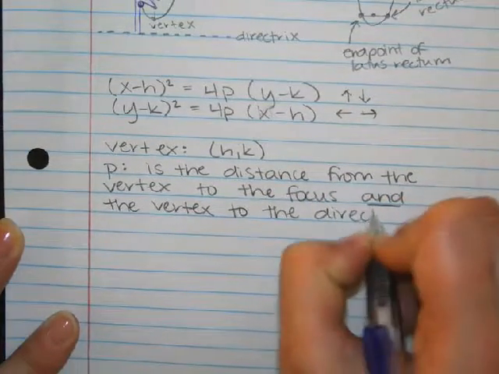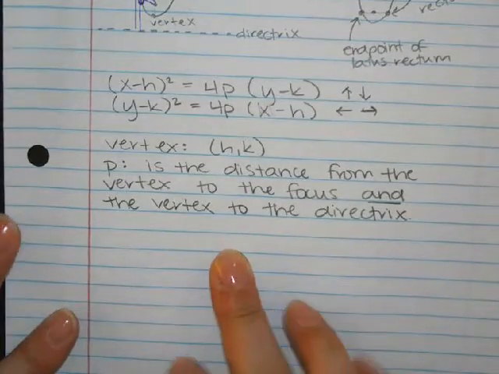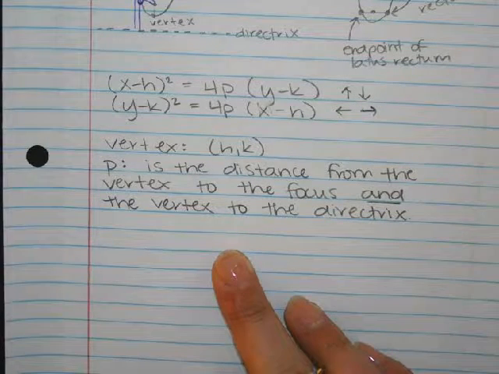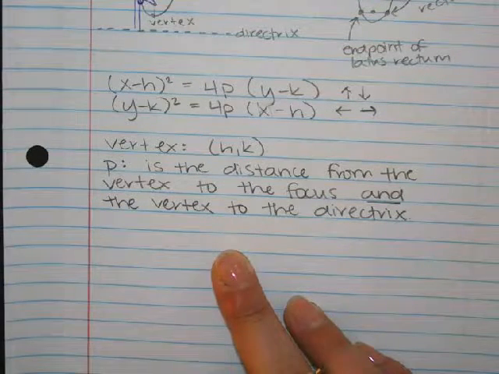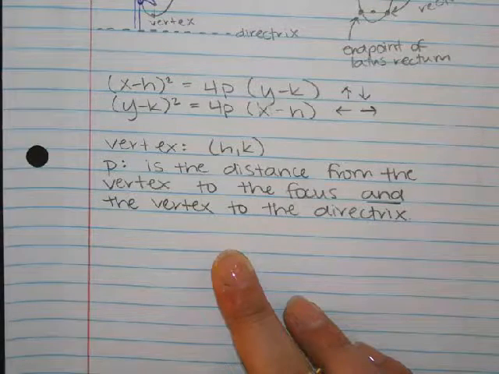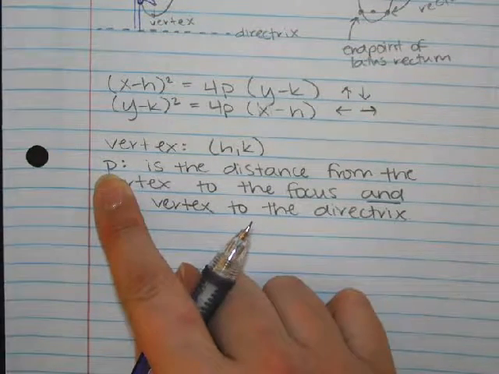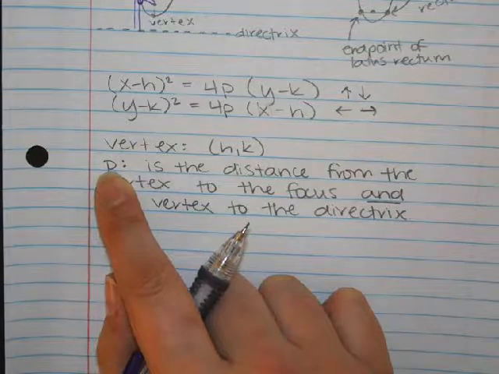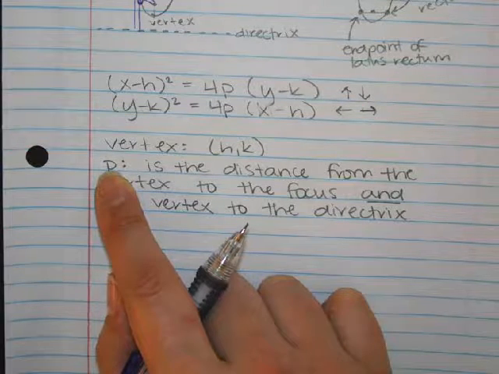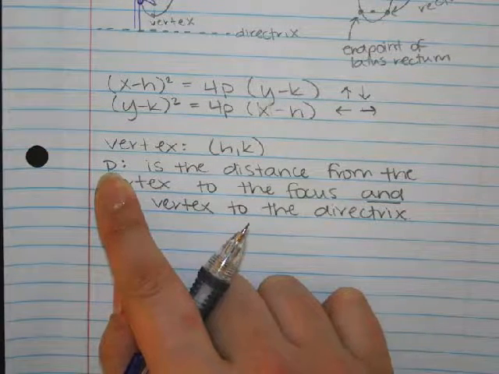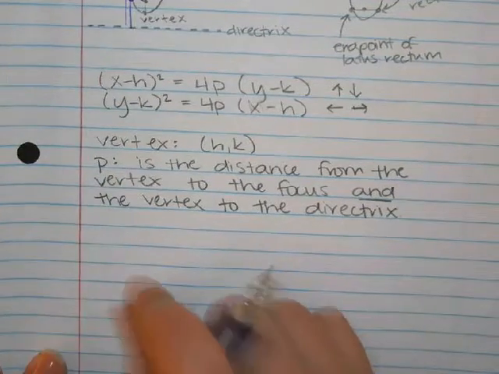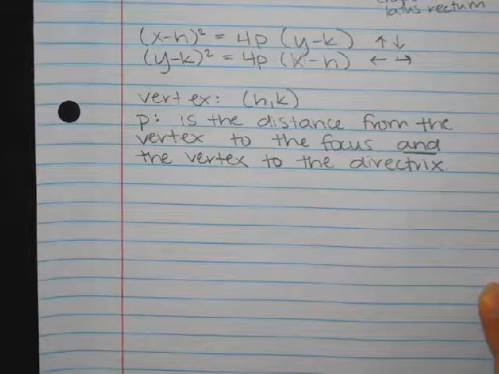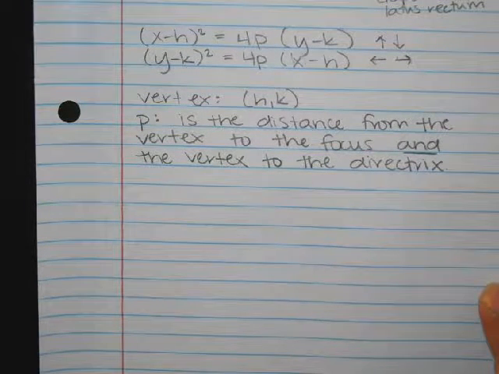So if you guys remember what I said, the vertex was exactly in the middle of the focus and the directrix, or that the distance between the vertex and the focus and the distance between the vertex and the directrix is the same distance. So if you can figure out the p value, then after you graph the vertex, you can go up that amount and put the focus there, and go down that amount and put the directrix there. Or you can go left and right. Okay? So p is the distance from the vertex to the focus and from the vertex to the directrix.